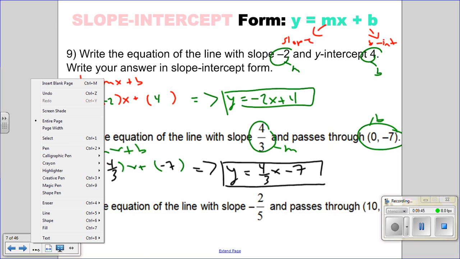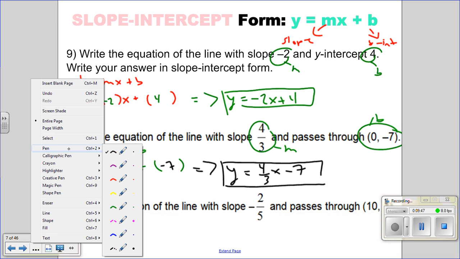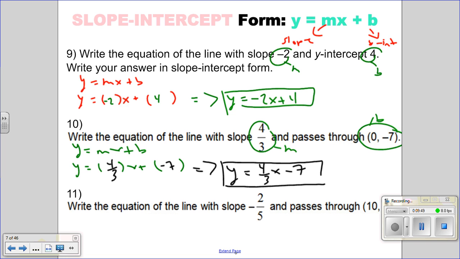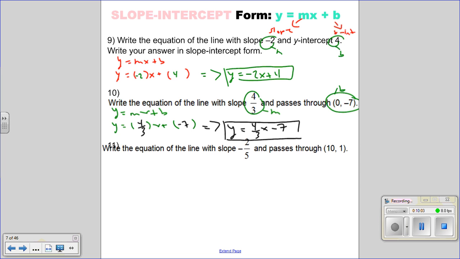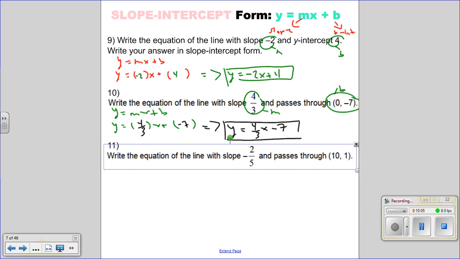All right, number 11 is slightly different. It says write the equation of a line with the slope of negative 2 over 5 and passes through the point 10, 1. So 10, 1 is not your y-intercept. We're going to have to find b in this situation. So this is how the process will work for this type of situation.